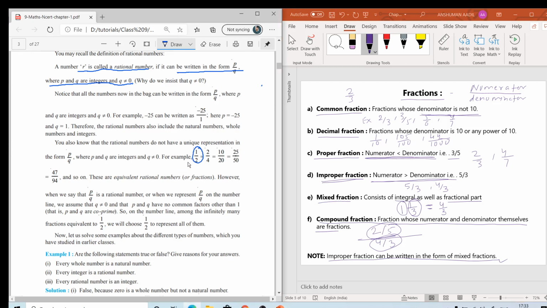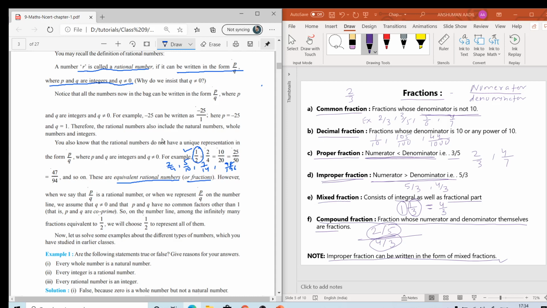This 1 by 2 can be written in many forms, like 2 by 4, 5 by 10, 7 by 14, 98 upon 196. But what is the simplest form? The simplest form is 1 by 2. All these other forms are called equivalent rational numbers, since they all represent 1 by 2. They are called equivalent rational numbers or fractions.